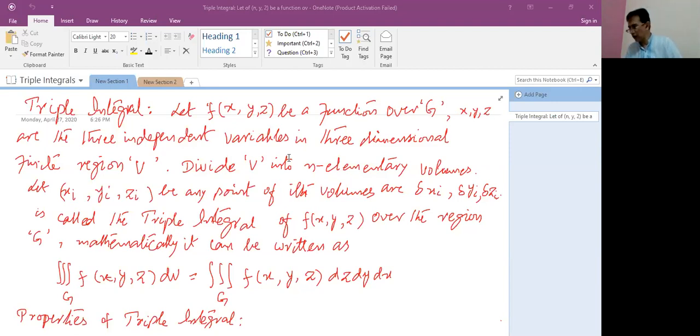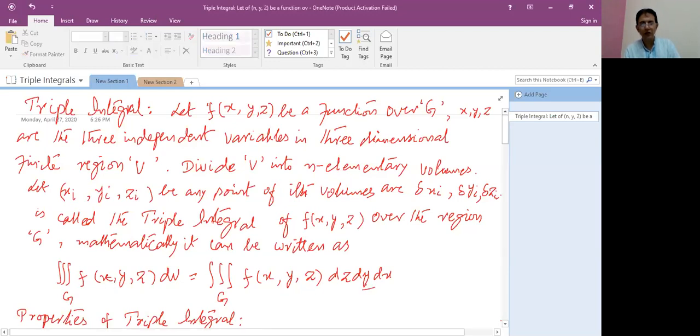It means when we consider the sphere. Mathematically, student, it can be written as triple integral over G, where G is the general region for the sphere, of f of x, y, z into dv, which is equal to triple integral over G of f of x, y, z into dv. What is dv? dv is equal to dx into dy into dz. So this is called triple integral.